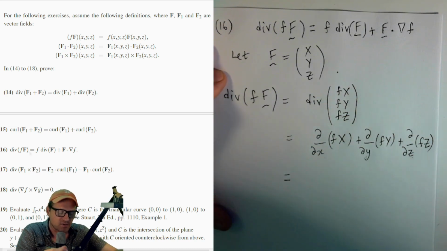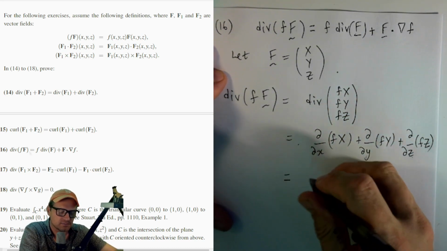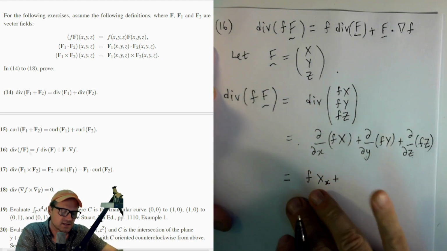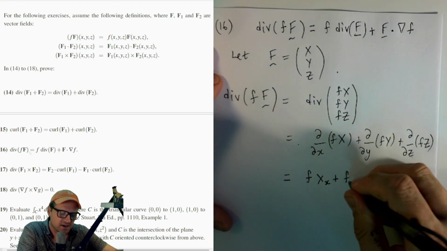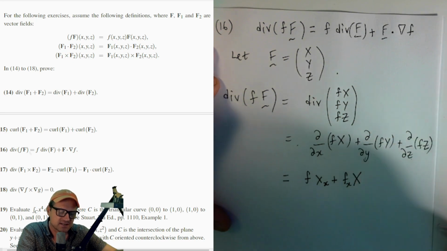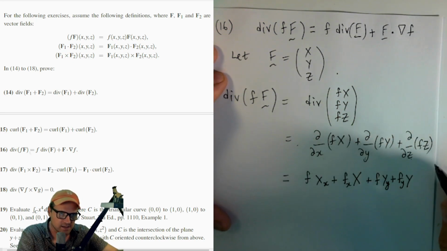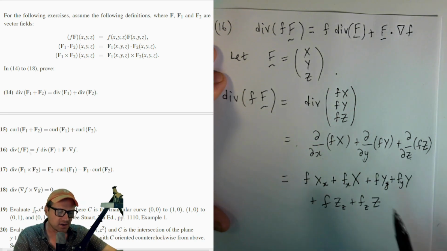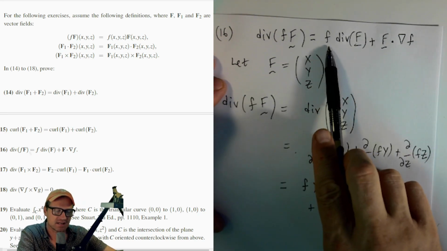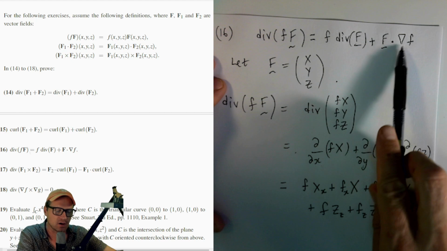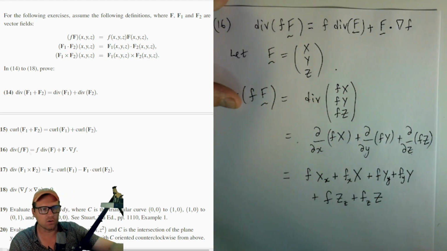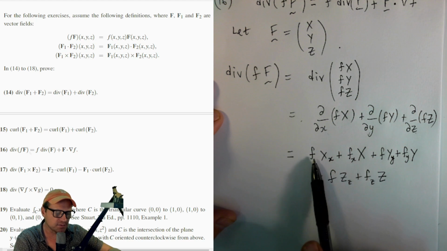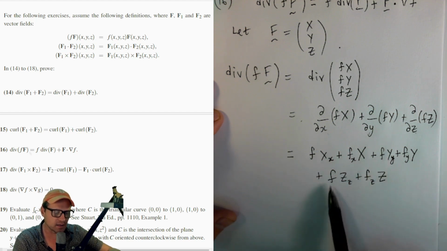And so using the product rule, we pull one out, differentiate the other one. I'm changing notations here, and then swap the roles of these. So f subscript x times uppercase X, same with this, and the same with this one. Now let's see, where are we going here? We want to express this as f div F plus F dot grad of lowercase f. So we can see that already, but let's separate this, pulling out the single f's times something together.